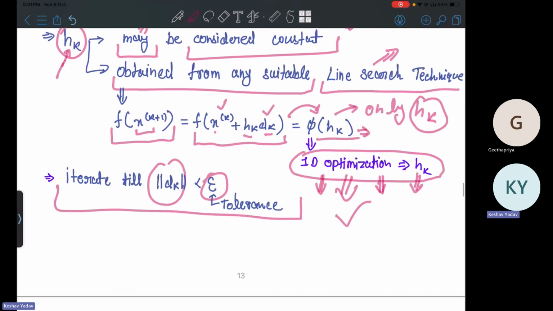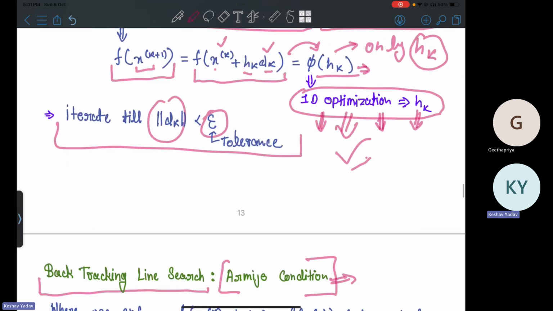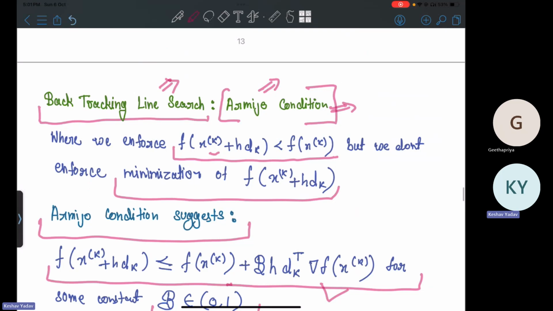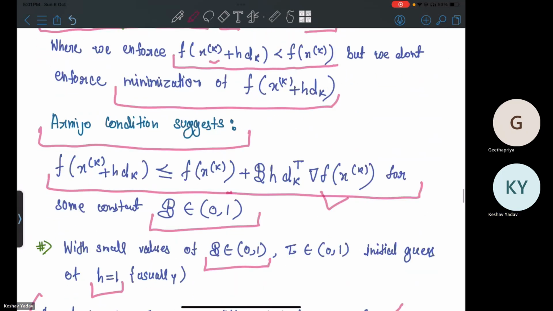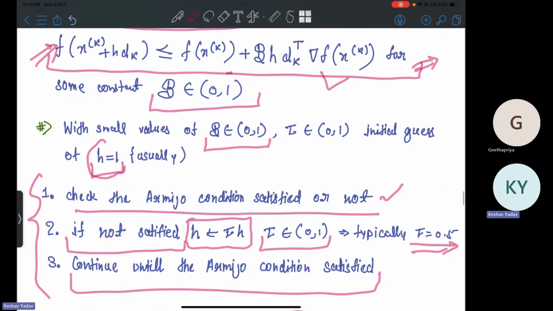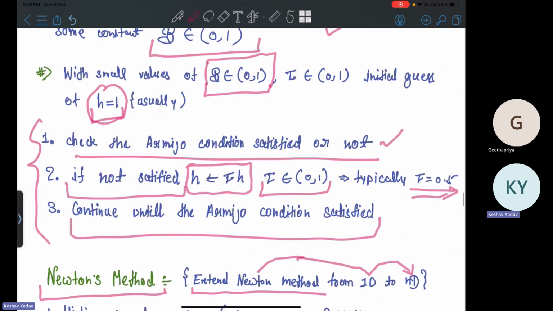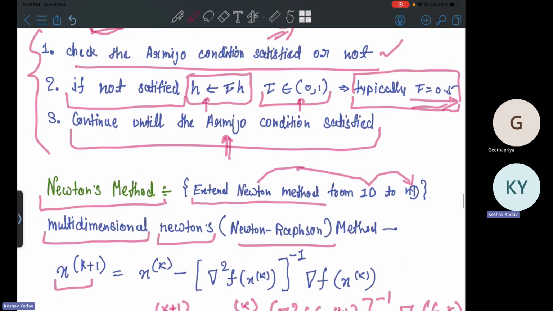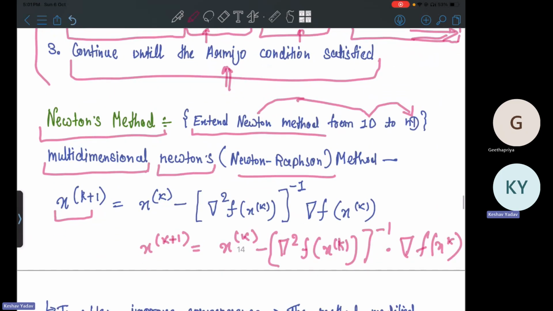But this can sometimes be computationally expensive, so we do not go directly there, but we do partial minimization, that is the backtracking line search method. Here we satisfy the Armijo condition. What is the Armijo condition? This inequality should be satisfied. So we assume h equal to 1, some small beta value between 0 and 1, and we check whether the Armijo condition is satisfied or not. If it is not satisfied, we replace h with tau times h, where tau belongs to 0 to 1. Typically, we take tau equal to 0.5. If the Armijo condition is satisfied, we stop there. Otherwise, we again replace the current h with h divided by 2, or h multiplied by tau.